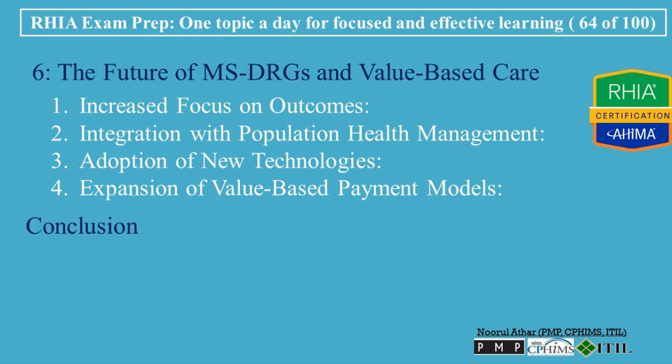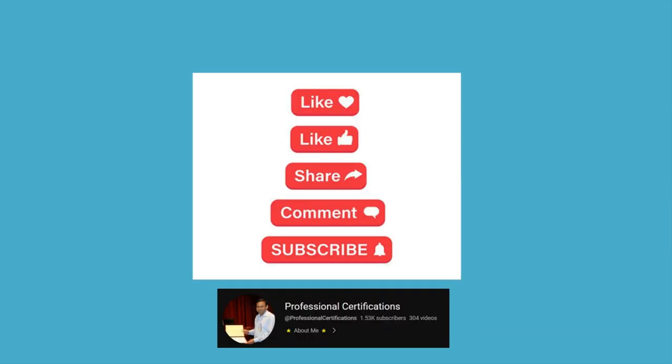Conclusion. In conclusion, Medicare Severity diagnosis-related groups, MS-DRGs, are a key component of hospital reimbursement under the inpatient prospective payment system. By grouping patients based on diagnosis and severity, MS-DRGs ensure that hospitals are fairly compensated for the care they provide while promoting cost efficiency and quality improvement.